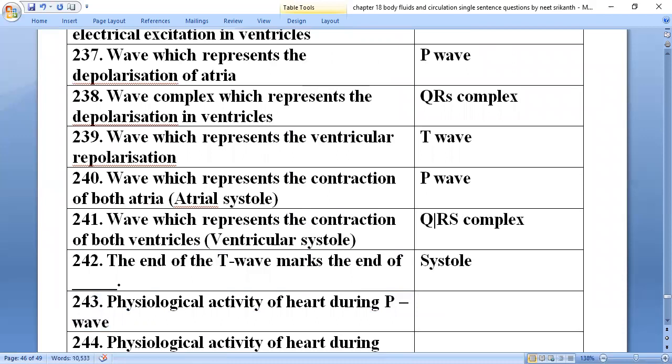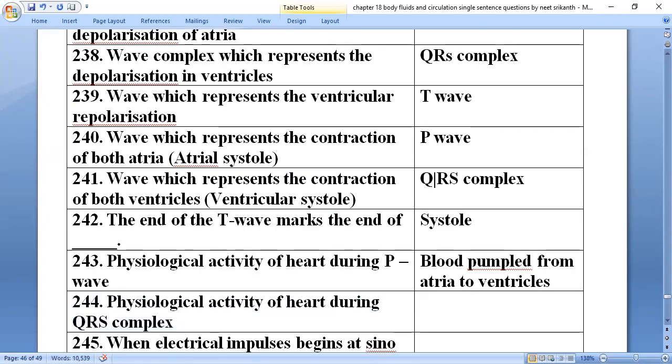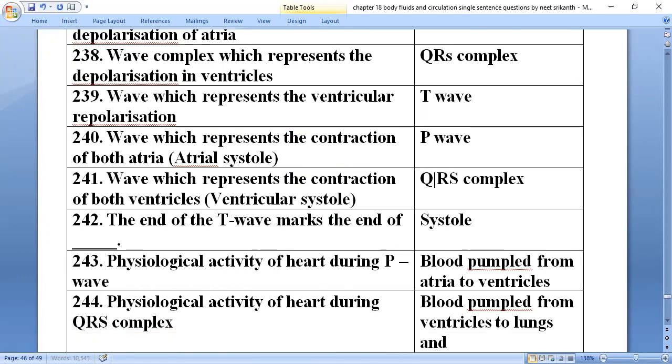Physiological activity of the heart during P wave: blood pumped from atria to ventricles. Physiological activities of the heart during QRS complex: blood pumped from ventricles to lungs and body parts.